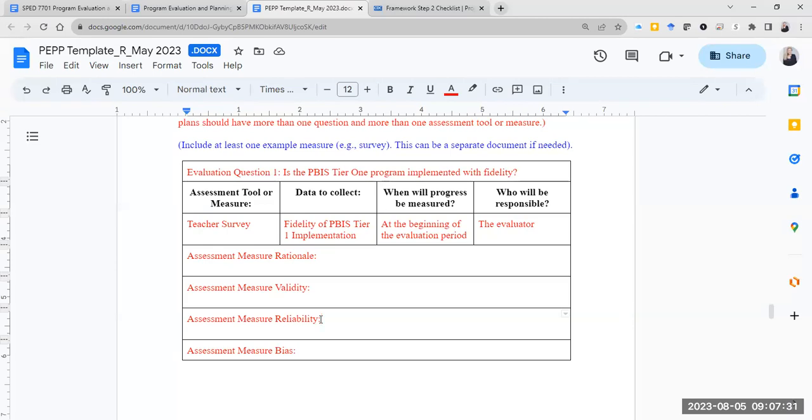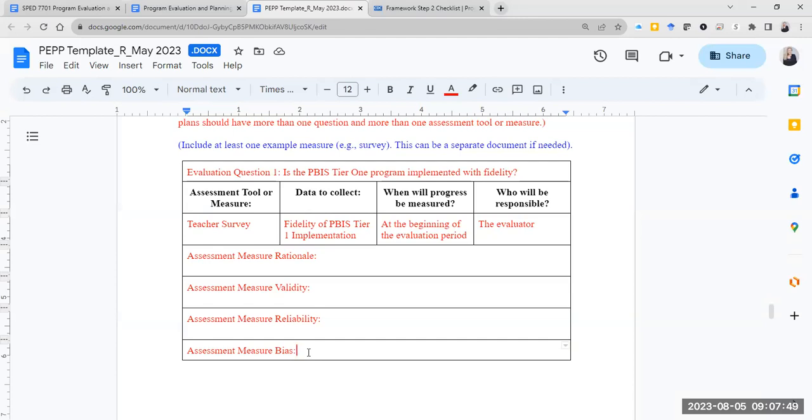The average is a 3.5 out of 5. But if you have open-ended responses on that survey, I might analyze those open-ended responses differently than another evaluator. So that's when reliability can come into question.